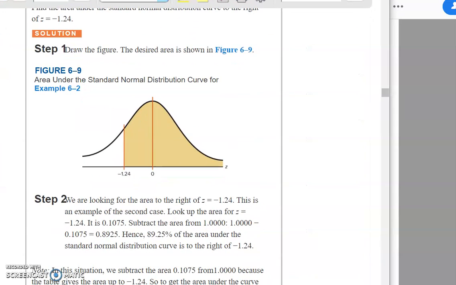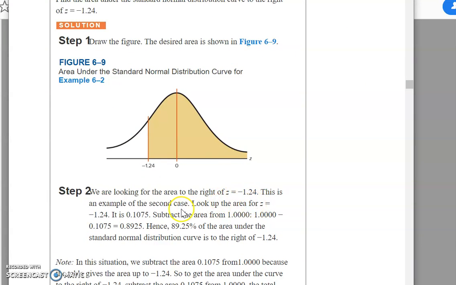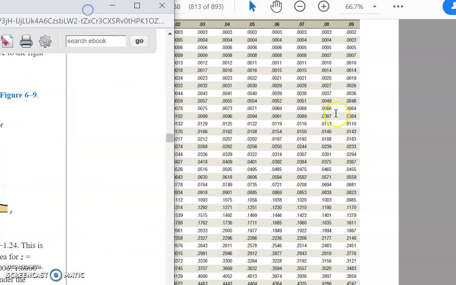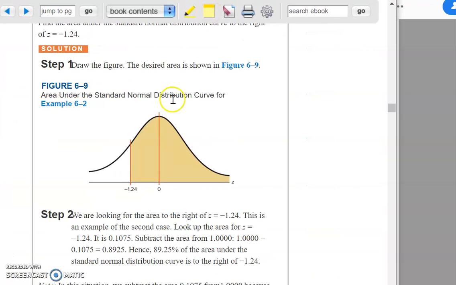It's 0.1075, which is exactly what he has right here. Well, that's the area to the left. That's what you get from this table here. If this area to the left is precisely equal to 0.1075, that's another way of saying it's 10.75%.